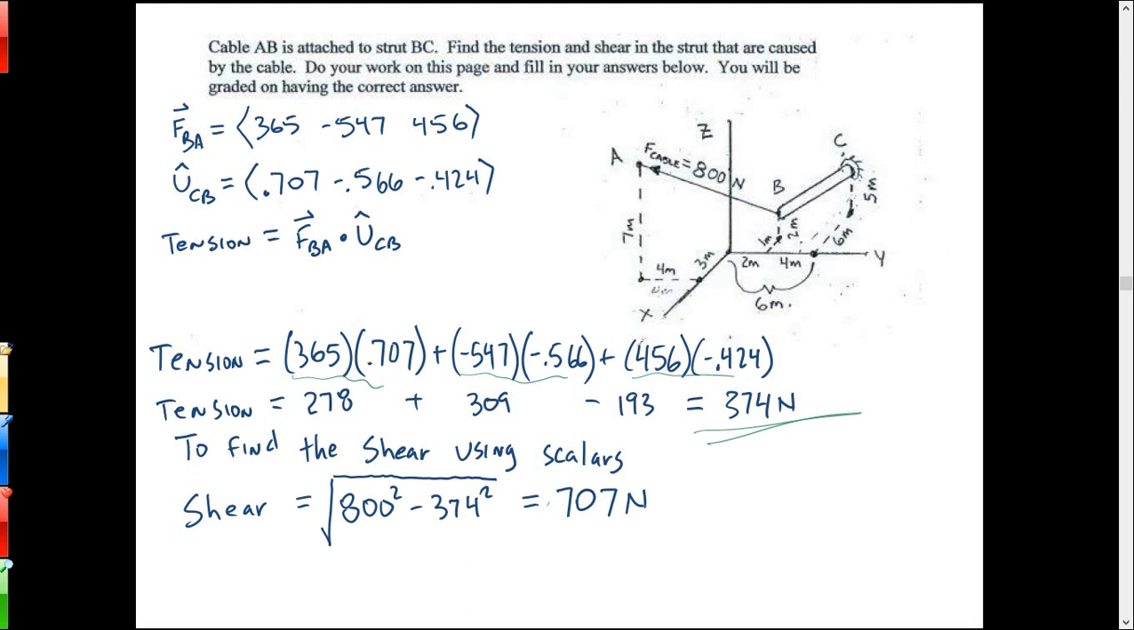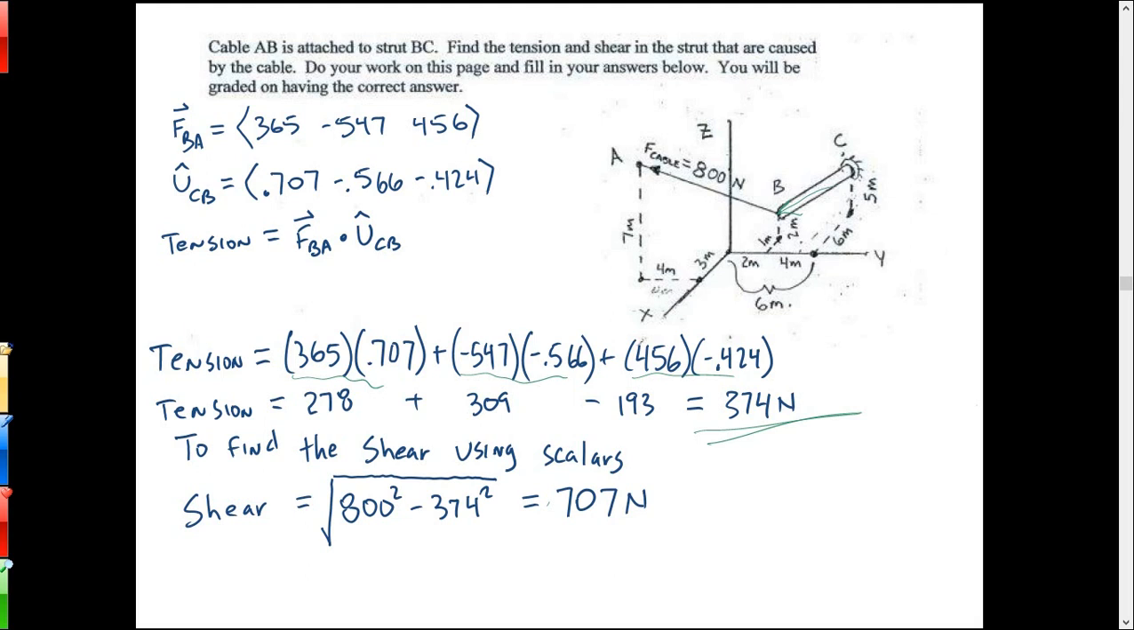So what that means is that the internal force in the strut is directed from C to B. So that's going to pull. That's a tension is what that is. Okay. So that's 374 newtons.